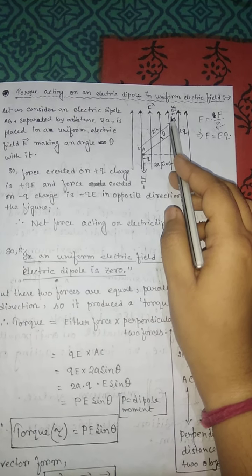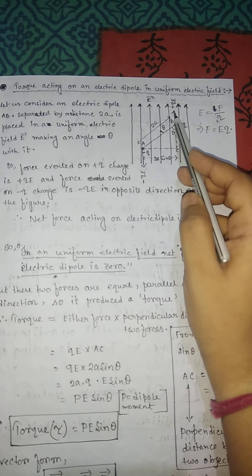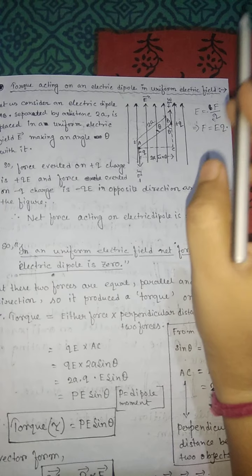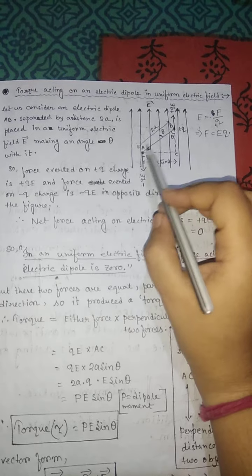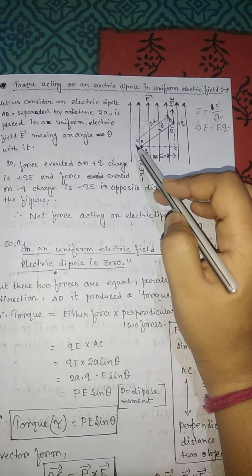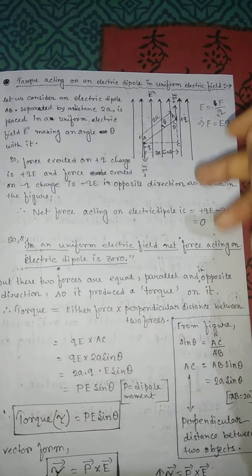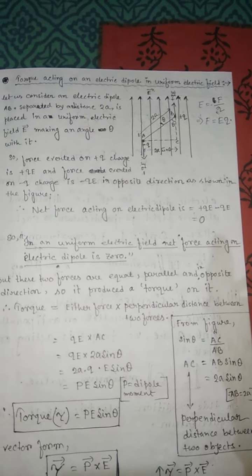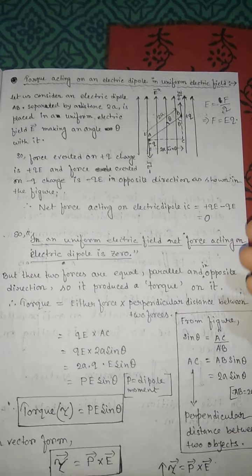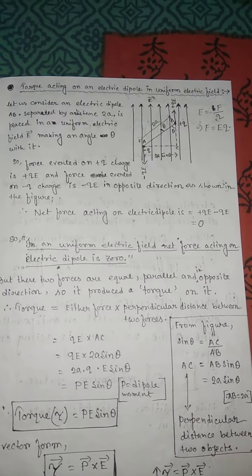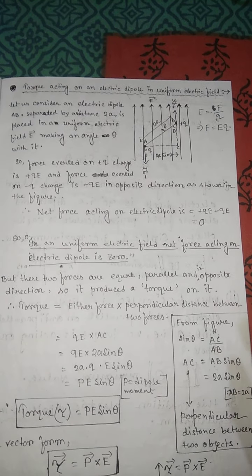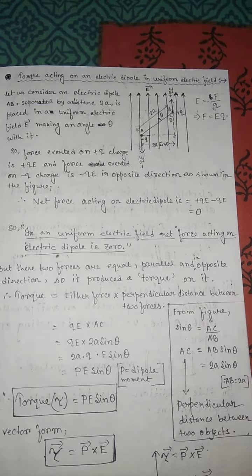Because the negative charge is here, that's why minus QE. The positive charge is here, so that's why plus QE. Now these two forces are equal but in opposite directions. Clear? So the net force acting on an electric dipole is 0. Minus QE plus QE equals 0. Sometimes this portion will come as a 1 mark or 2 marks question, that proves that the net force acting on an electric dipole when it is placed in a uniform electric field is 0.